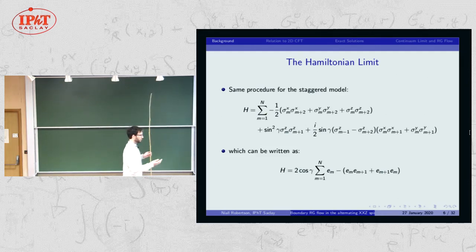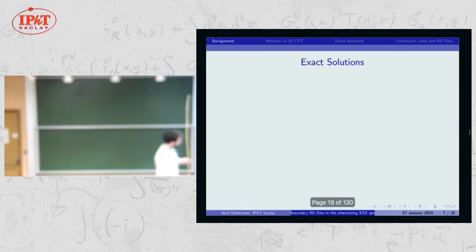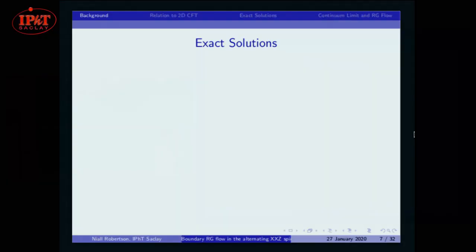Exactly, yeah. So the staggering with pi over 2 is what essentially introduces this term in the end. OK, so I'm going to say more about that in a few minutes.